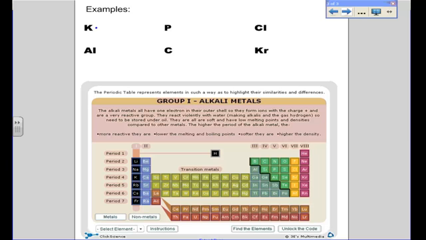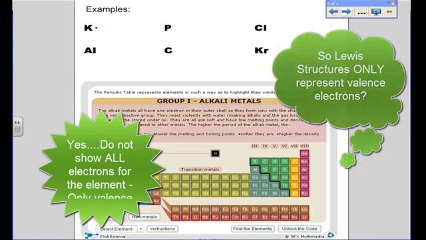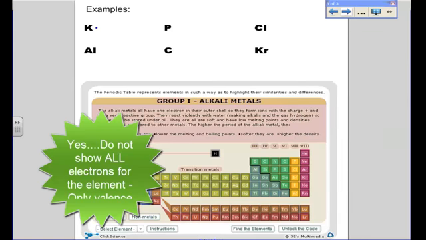That is the Lewis structure for potassium. Pretty simple, one dot, one valence electron. Notice we have not shown all of potassium's electrons. Remember, it has 19. All we've shown is the valence electron, or the outer energy level.